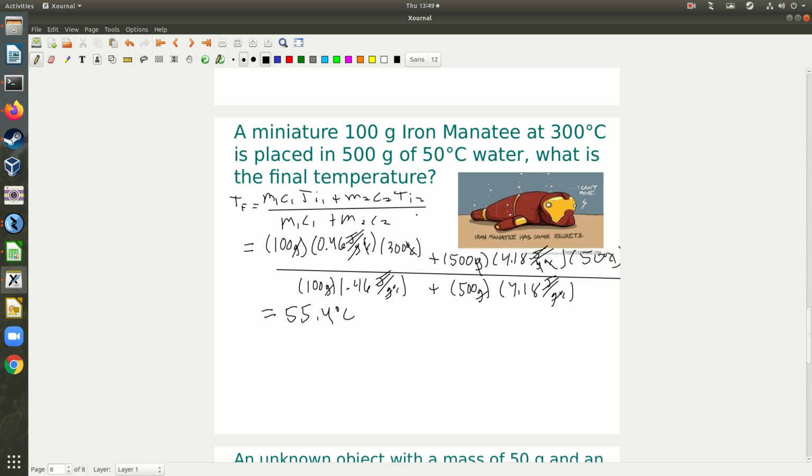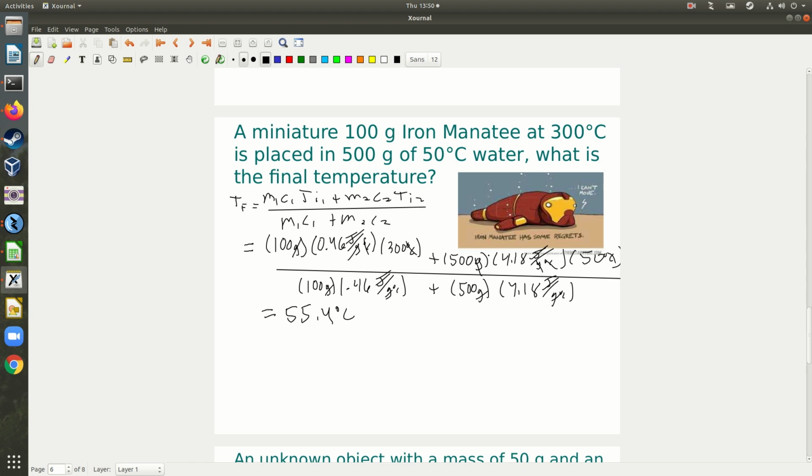Couple things to know. Okay, so it's very close to the water's temperature. The water's initial temperature was 50 degrees. This is only 55.4, but it makes sense. You only had 100 grams of iron, whereas you had 5 times more water than you did iron by mass. Then note that while the iron was really, really hot, its specific heat is 0.46, which is a conductor, whereas water is an insulator.